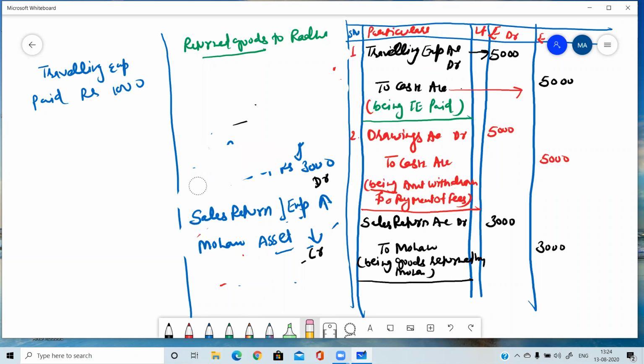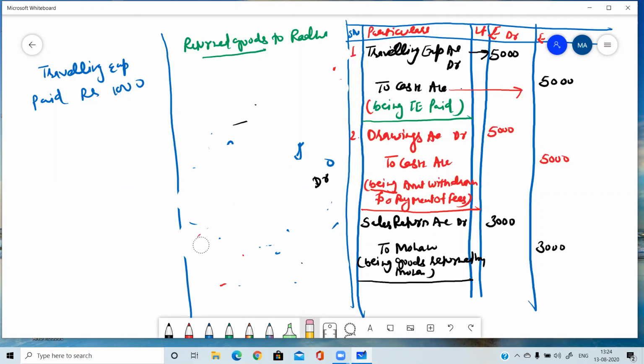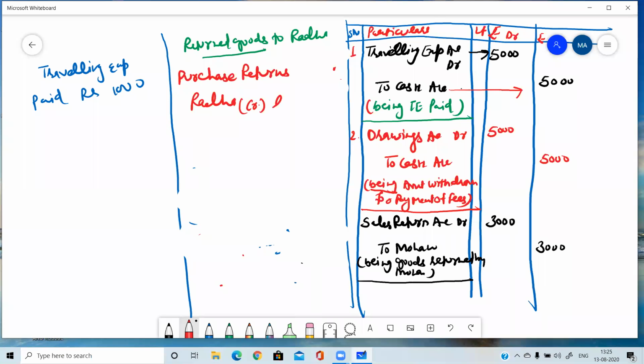So one account is purchase return, and what is the other account? Please tell me. Yes, very good. So one account here is purchase return, and the other account is Radha. Radha is our creditor, not debtor, Harshita. We are returning goods to Radha. So Radha is our creditor. Creditor means liability, and purchase was our expense.